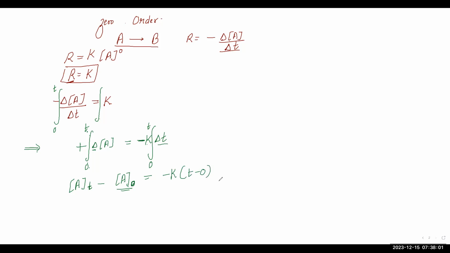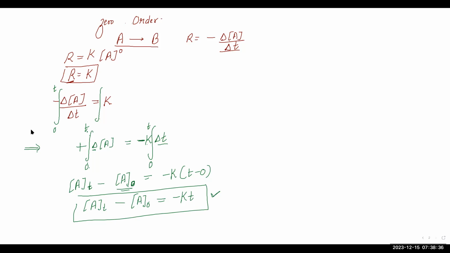No one is asking for this mathematics. It's just for your satisfaction that I'm doing it. Otherwise, no one is asking. I can avoid it, but it's okay. We should know how. And this is minus KT. This is your integrated rate law for zero order kinetics. It will be given to you in the exam. In the formula sheet, it will be there.